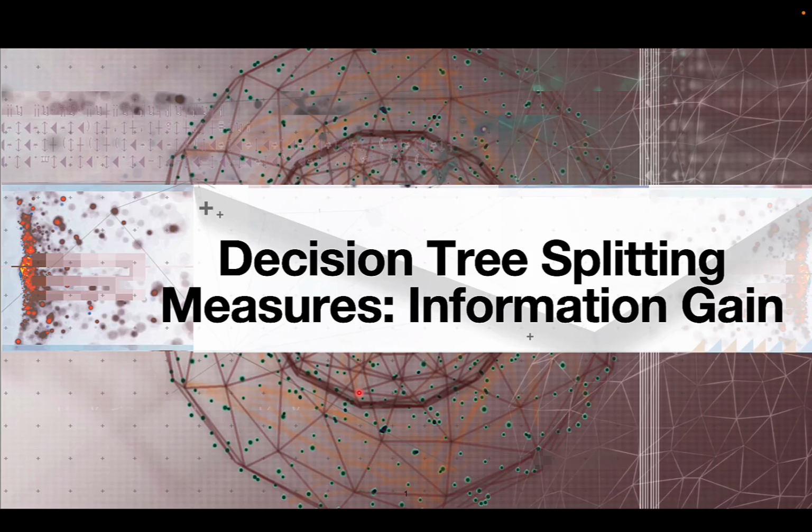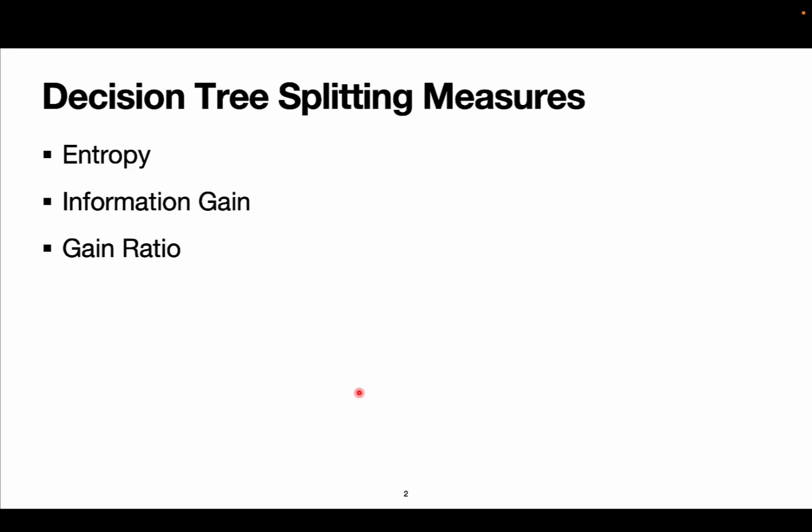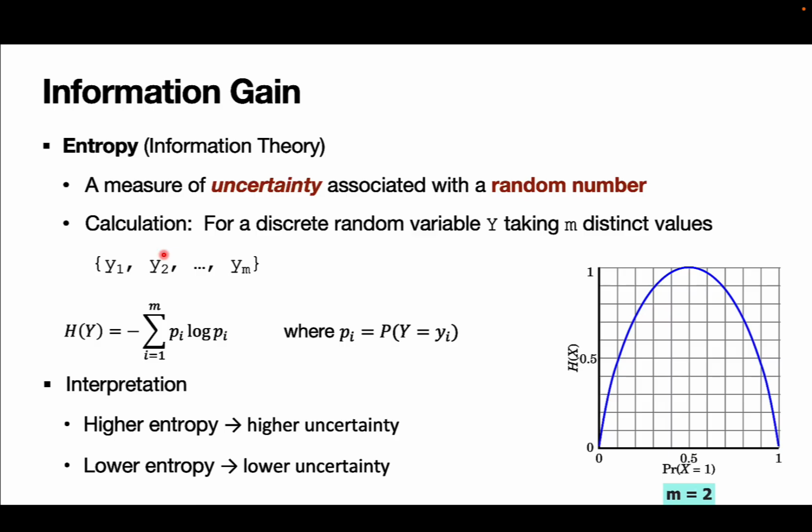In this lesson, we explore the first decision tree splitting measure, which is the information gain. We are going to discuss entropy, information gain, and gain ratio. The most popular splitting measure in decision trees is information gain. To understand information gain, we need to discuss entropy, or what's called the Shannon entropy, at length.